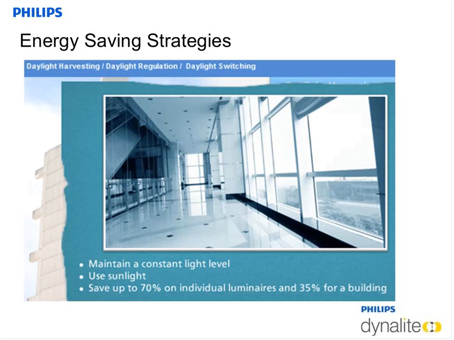Energy saving strategies. What might we be looking for to save energy? We might be looking to maintain a constant light level. So of course we're going to use sunlight, and just by applying a photocell, this will allow us to save up to 70% on individual luminaires or 35% on a total building. We can call this daylight harvesting, daylight regulation. We can even do daylight switching with, let's say, simple switch luminaires. This will all help us to save energy virtually immediately.